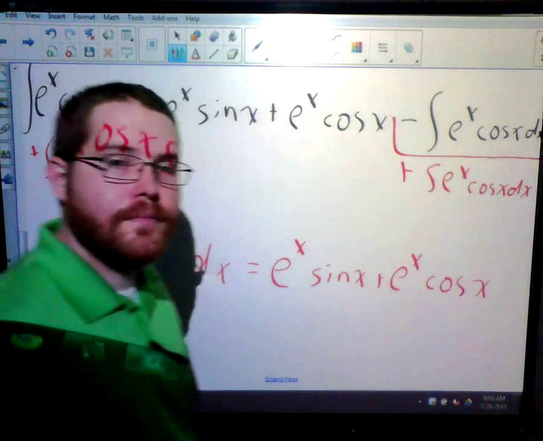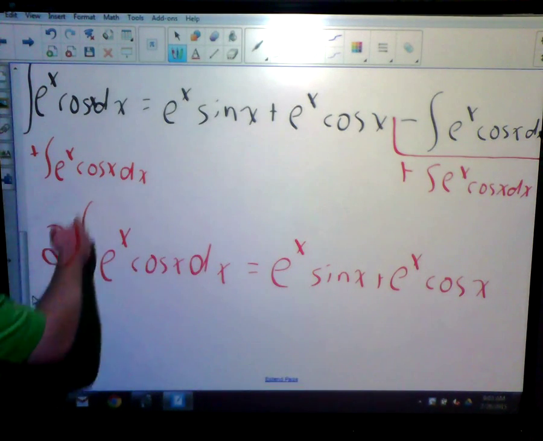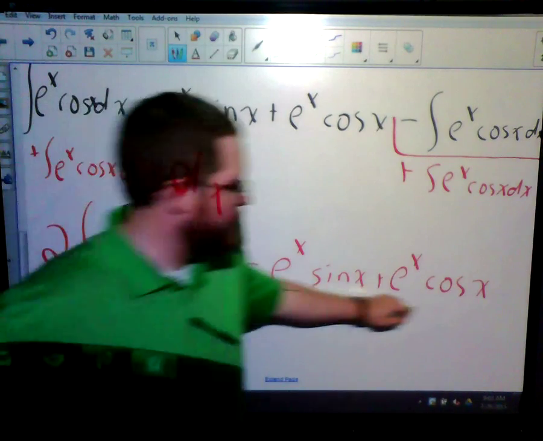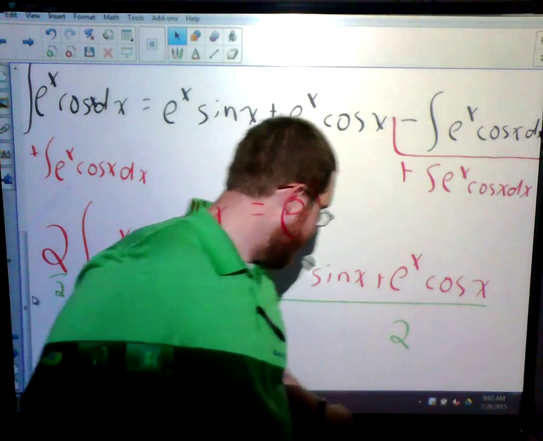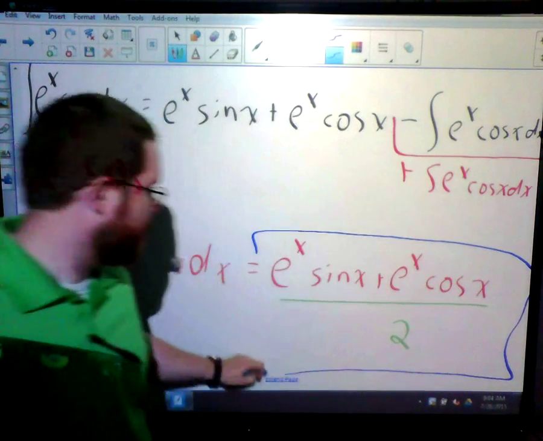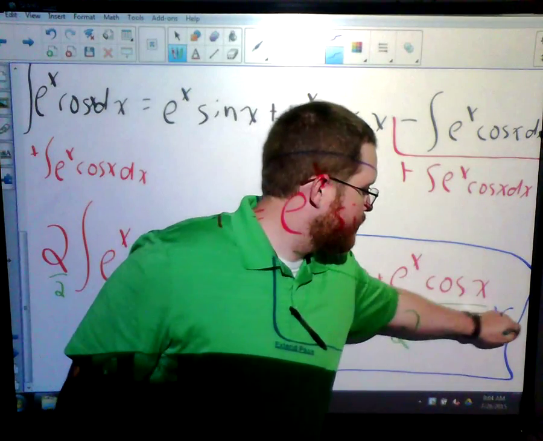We're almost done. How do I get this by itself? Because this is what I want to solve. Divide by 2, divide by 2. And that's my final answer. Oops, I'm missing one thing. What am I missing? Plus c.